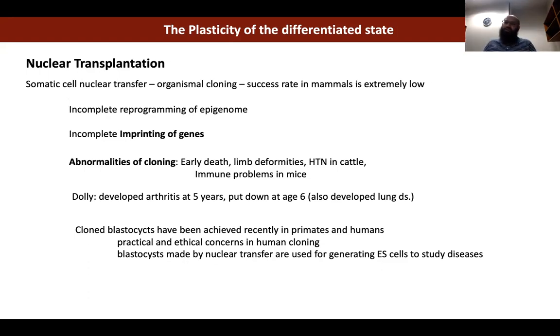And then there is also a phenomenon called imprinting of genes, which we might discuss in the next lecture, or maybe not, but I will give you a brief idea. So what happens is, as you know, we receive genes from both our mothers and fathers, and some of the genes need to be silenced, and that is called the imprinting of genes.